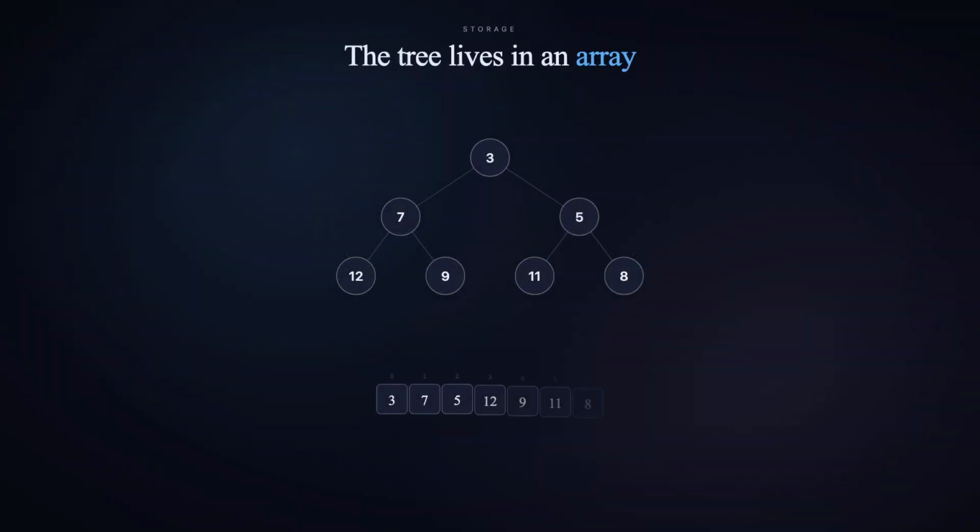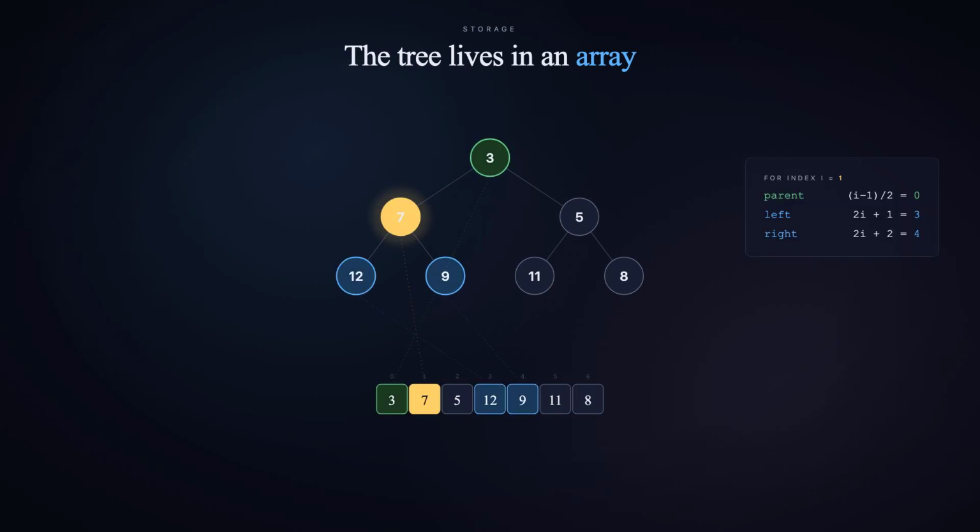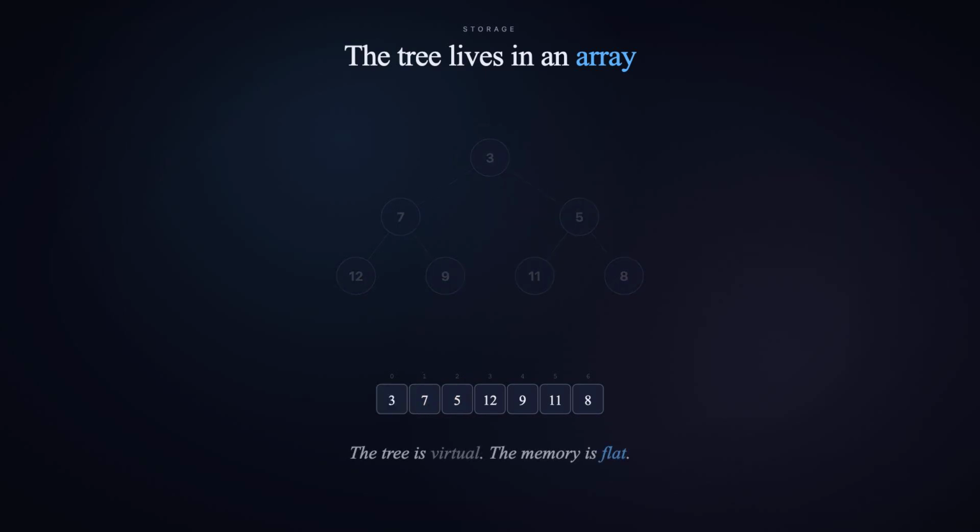Here is the elegant trick. We do not need pointers or nodes. A heap lives inside a simple array. For any index i, the left child is at 2i + 1, the right child is at 2i + 2, and the parent is floor of (i - 1) / 2. The tree is virtual. The memory is flat.